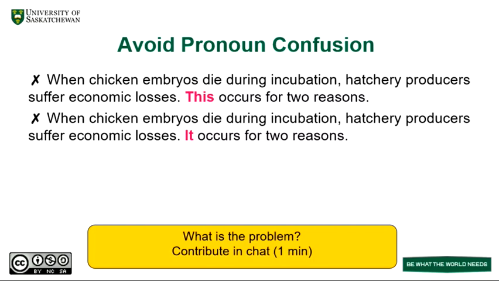Next example. When chicken embryos die during incubation, hatchery producers suffer economic losses. It occurs for two reasons. What sort of problem is emerging here? Take a moment, reflect, and then we'll look at ways to correct these two examples.